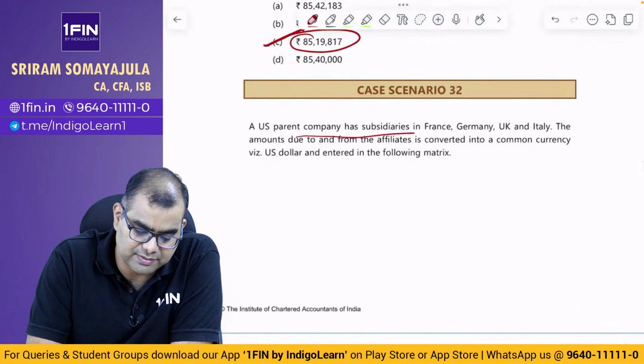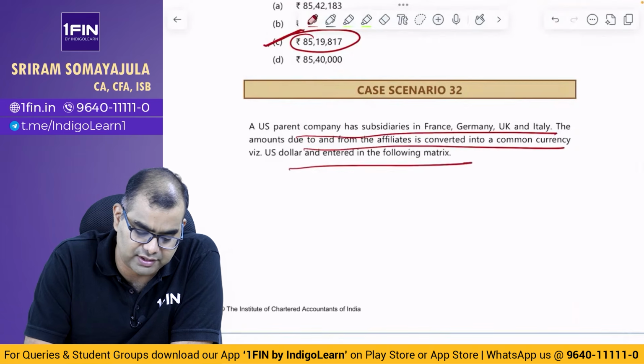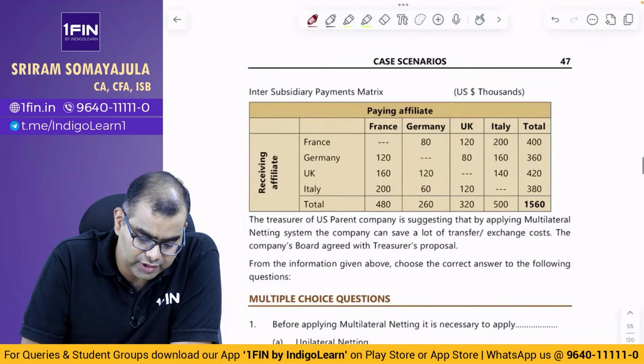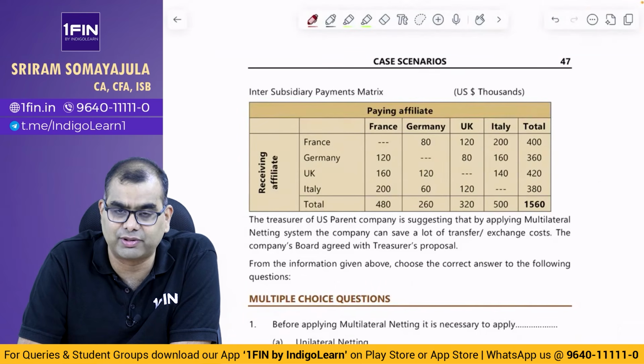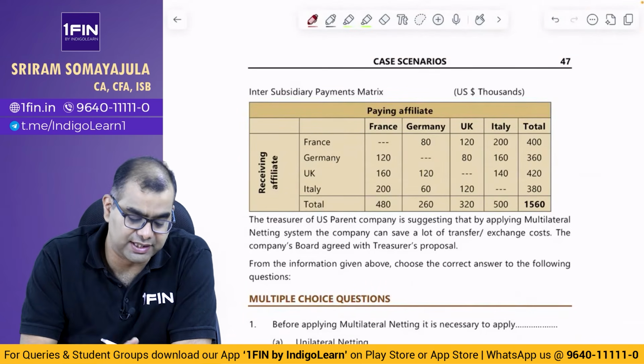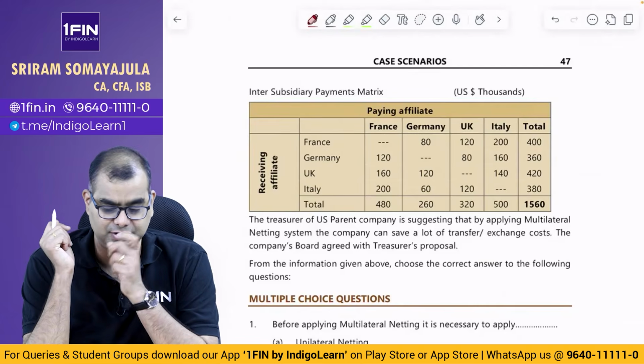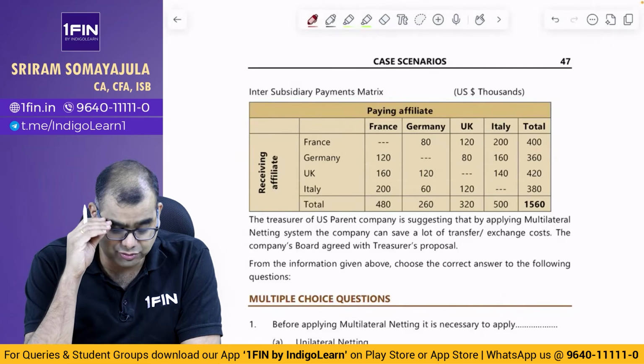A US parent company has subsidiaries in France, Germany, UK and Italy. The amounts due to and from affiliates are converted to a common currency and entered into the following matrix. This is an important question. I expect this question sometime in 26 or 27. I expect this kind of question in the exam. It can be an MCQ, it can be a full-fledged question, whatever it is.